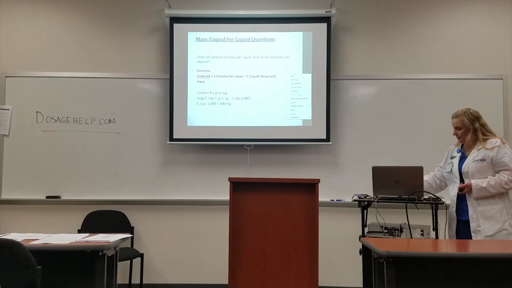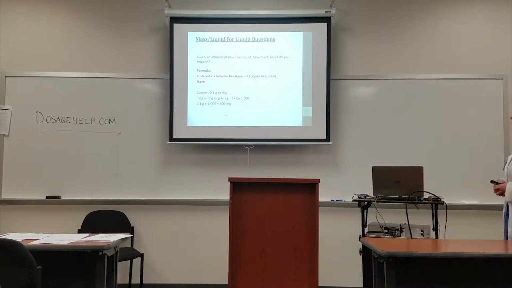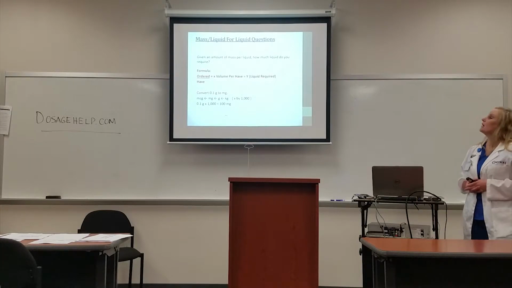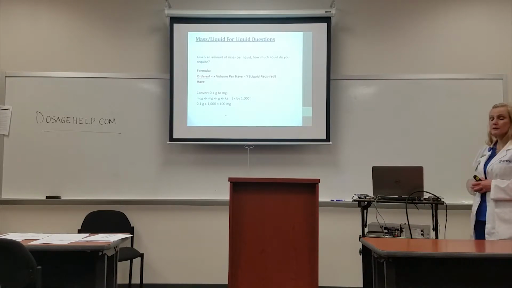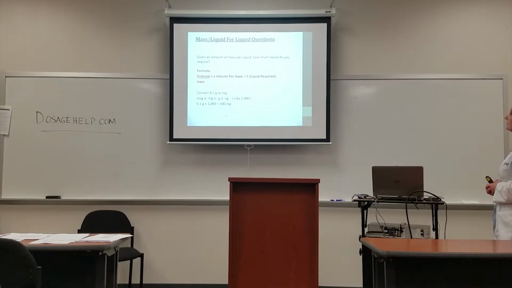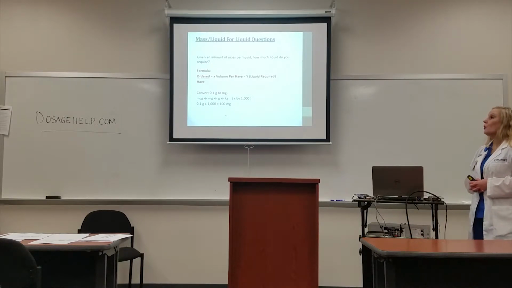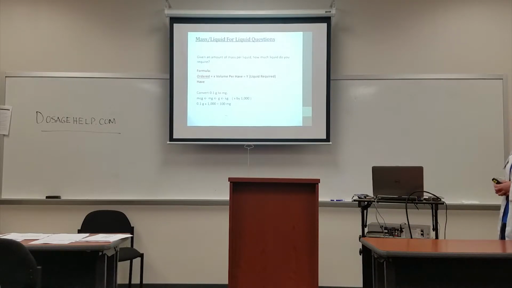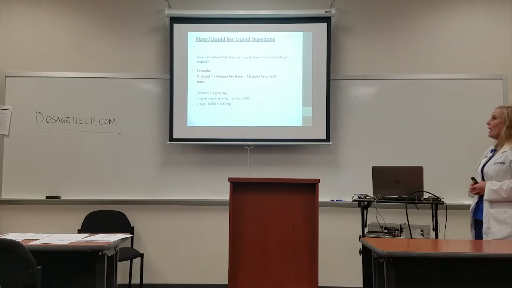Now this is a mass for liquid question. There are different formulas that we have in the dosage calculation world. There are other ways that you can do it, but today we're solely concentrating on formulas. Given a mass per liquid, how much liquid would you require? Our formula is: ordered divided by what we have, times the volume per half, equals Y. Y is the liquid that's required.